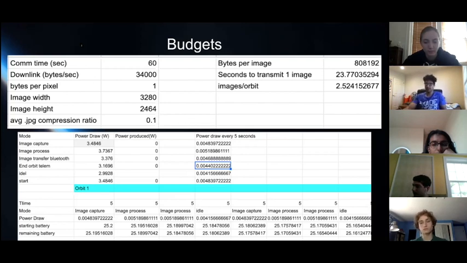Not looking at all the numbers and looking at the modes, you can see that there are multiple different states that the Raspberry Pi can be in, whether it's taking images, processing images, or sending down images. We use the power draw in each of these to determine whether our battery will be able to supply enough power for the entire orbit cycle, and if we would need to generate any power using a solar panel, which we discovered that we didn't need to.